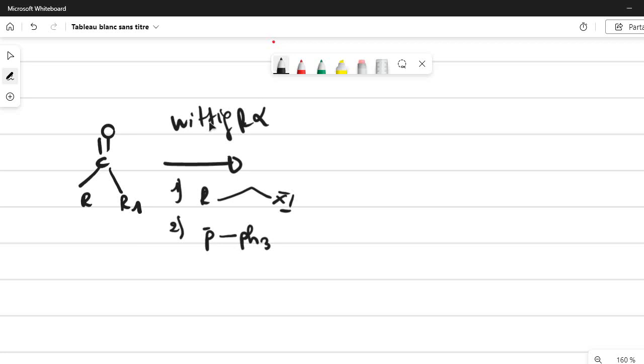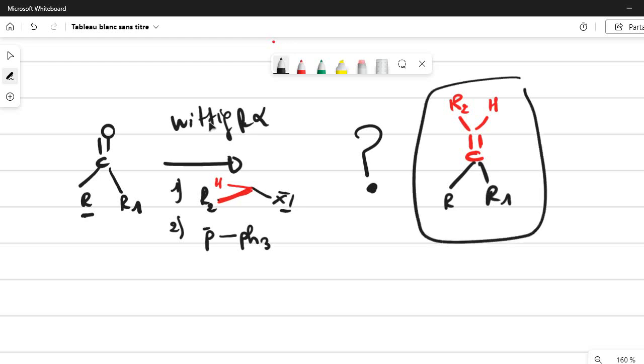And then what is going to be our product? We can know from now that our product is going to be C=C: we delete the oxygen and we add a hydrogen here and an R, because here we do have H and R. And let me write R2, to make it different from the R that we have here. And here we can keep R and R1. So this is our final product.